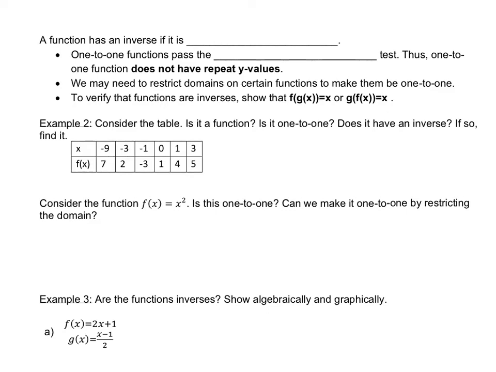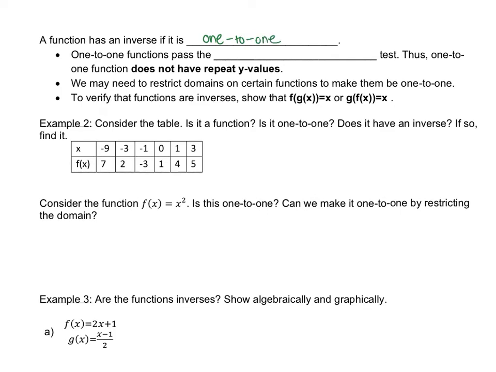In this video, we're going to be talking about how do we determine if something is an inverse function, how do we understand if two functions are inverses, and how can we tell if we're given a function if it can even have an inverse function. And one of the key terms we're going to learn here is one-to-one. So I'm going to fill in this blank space here. A function has an inverse if it is one-to-one.